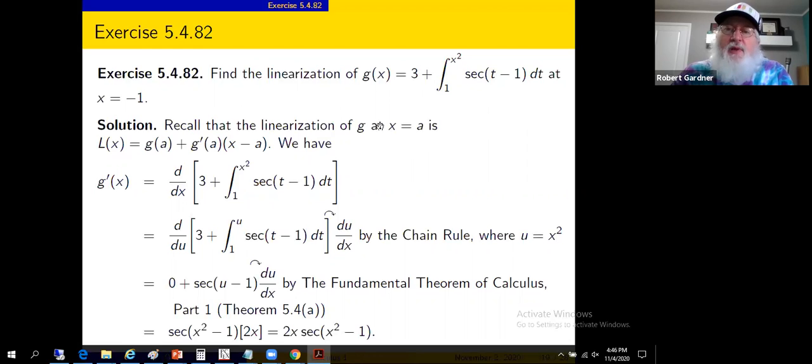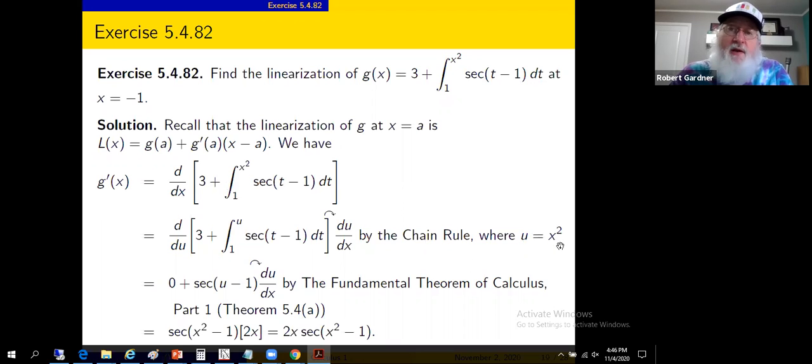G of A, we can plug -1 into g and see what we get. It'll be nice. And we need the derivative, and that requires the fundamental theorem of calculus, part 1. So we'll differentiate g. G prime is the derivative with respect to x of this stuff here. How about we substitute? I need to have the same thing down here that I have up there. So let's make a substitution.